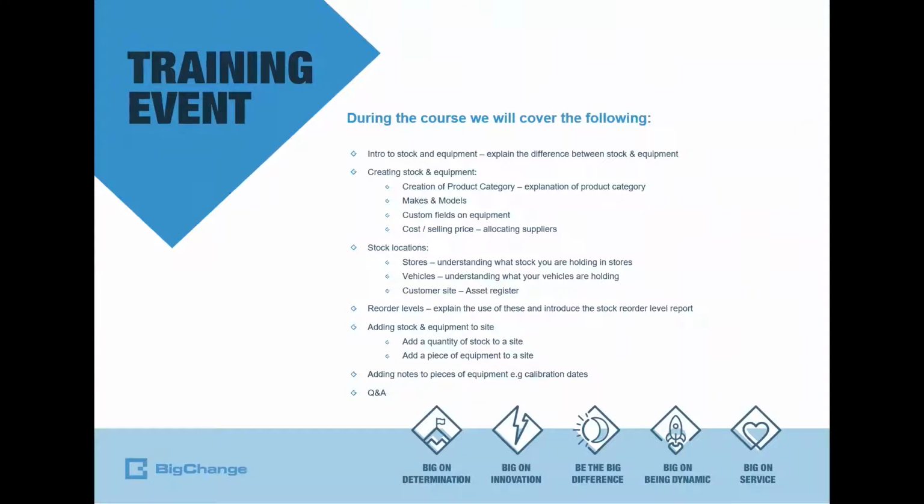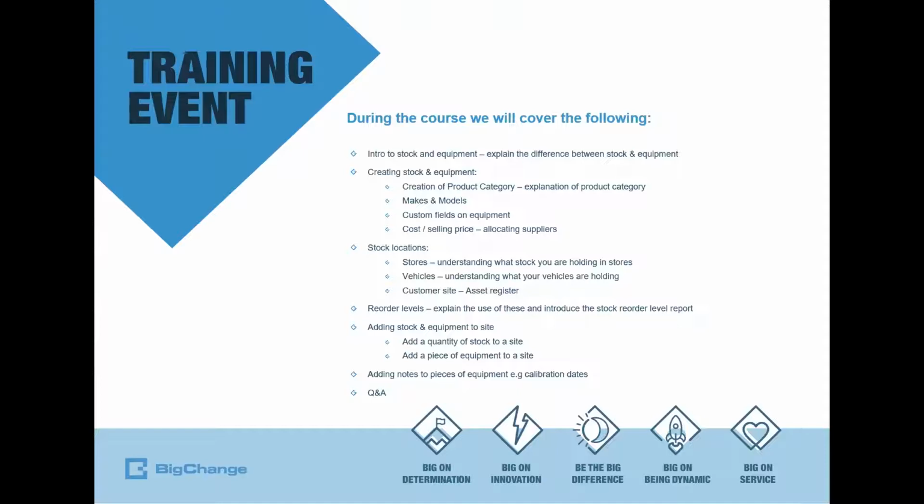I'm then going to go through stock locations and how these are managed in JobWatch. So I'm going to begin by going through your locations, so your stores, or wherever you keep your stock, and going through vehicle stock. So understanding how much equipment or how much stock each of your engineer vehicles are holding, before going through an asset register and how the system can be used to understand what piece of equipment your customers have at their sites. I'm then going to go through reorder levels and explain the stock reorder level report.